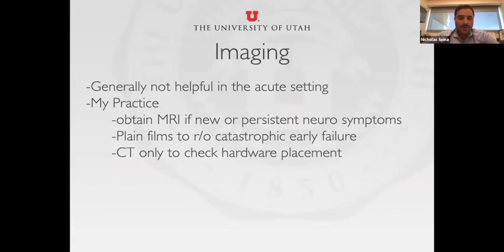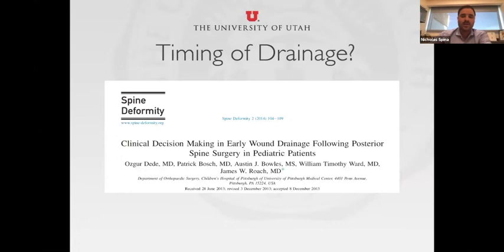Any patient with new neurologic symptoms, I do always obtain an MRI to basically check my previous decompression to see if they have any compressive elements that need to be addressed if I'm going to take them back to the OR. And then finally, I always obtain a CT scan if I'm worried about hardware placement, but that's really what I'm using it for in the acute postoperative infection.